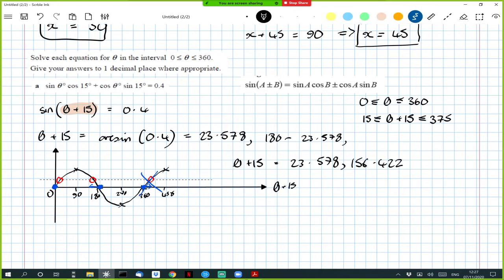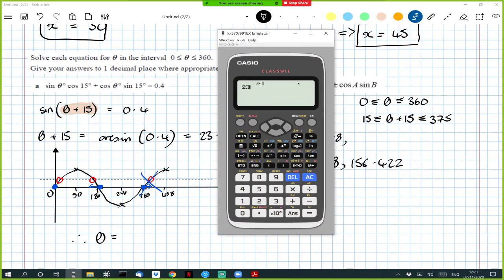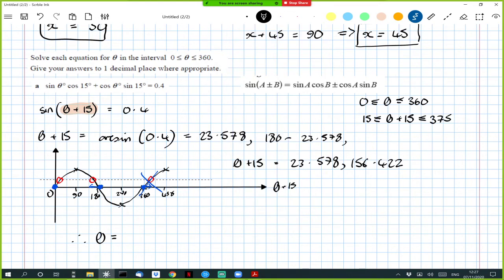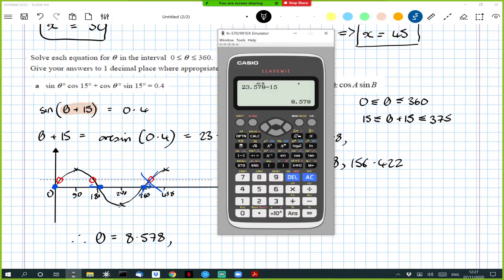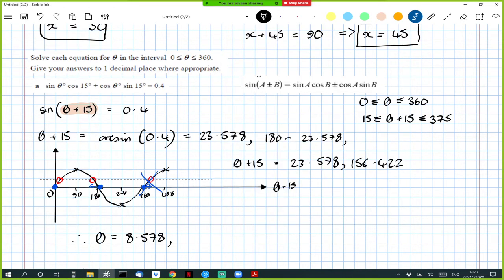And remember, we need to take 15 from each of those. Those are solutions for theta plus 15. Therefore, theta equals 23.578, take 15, 8.578, and 156.422, take away 15 is 141.422.